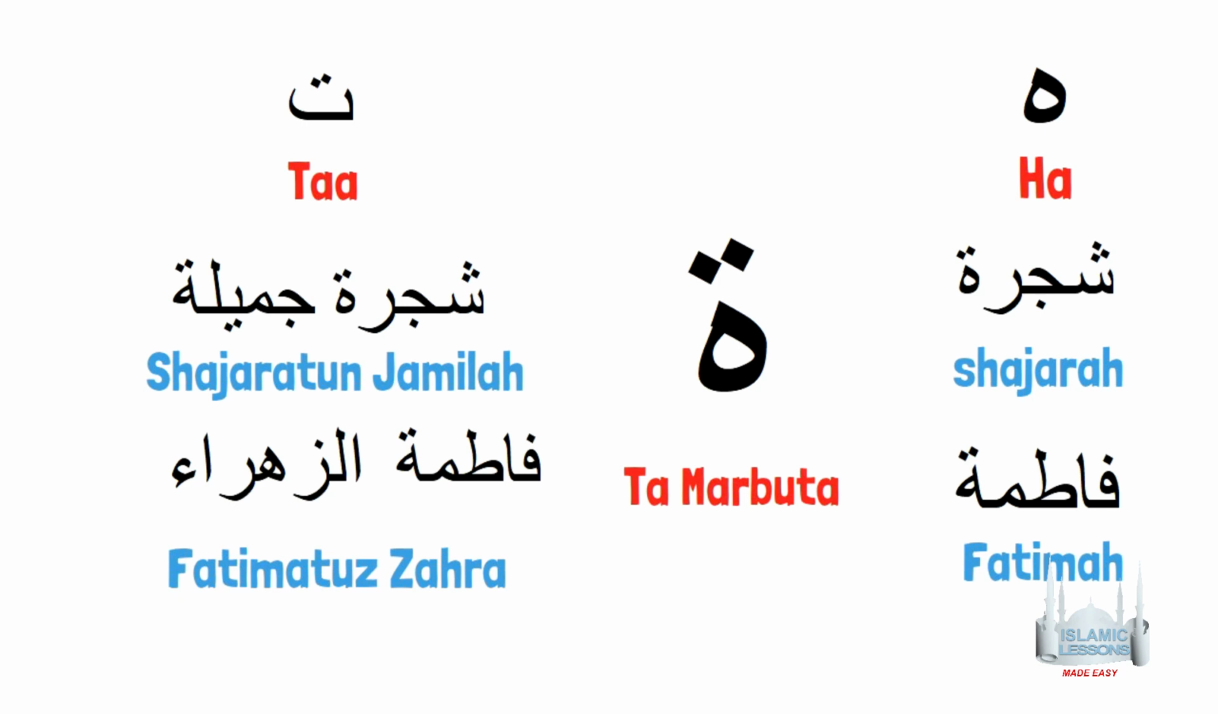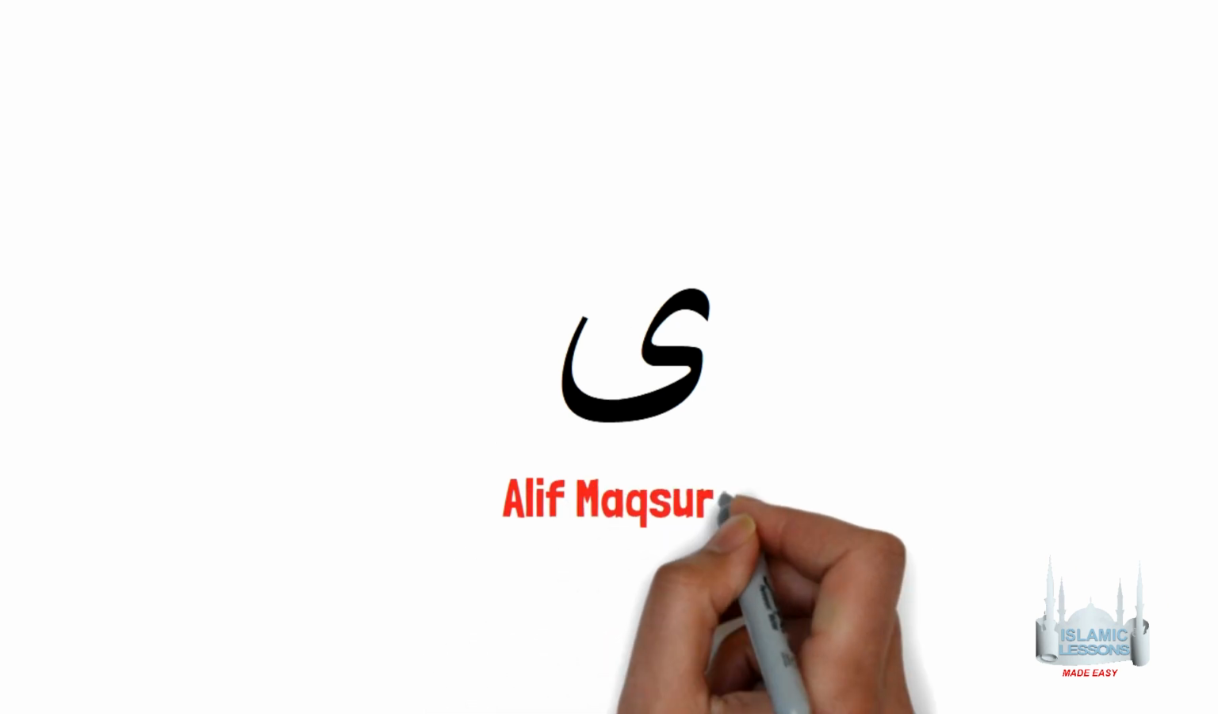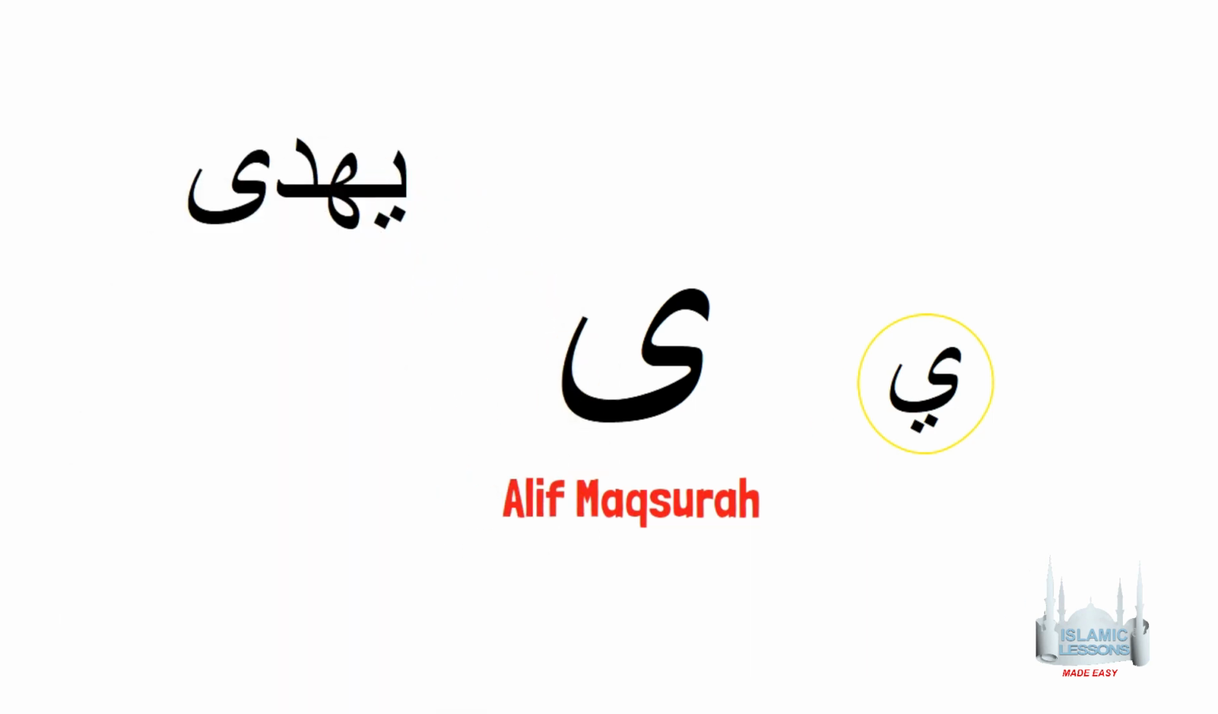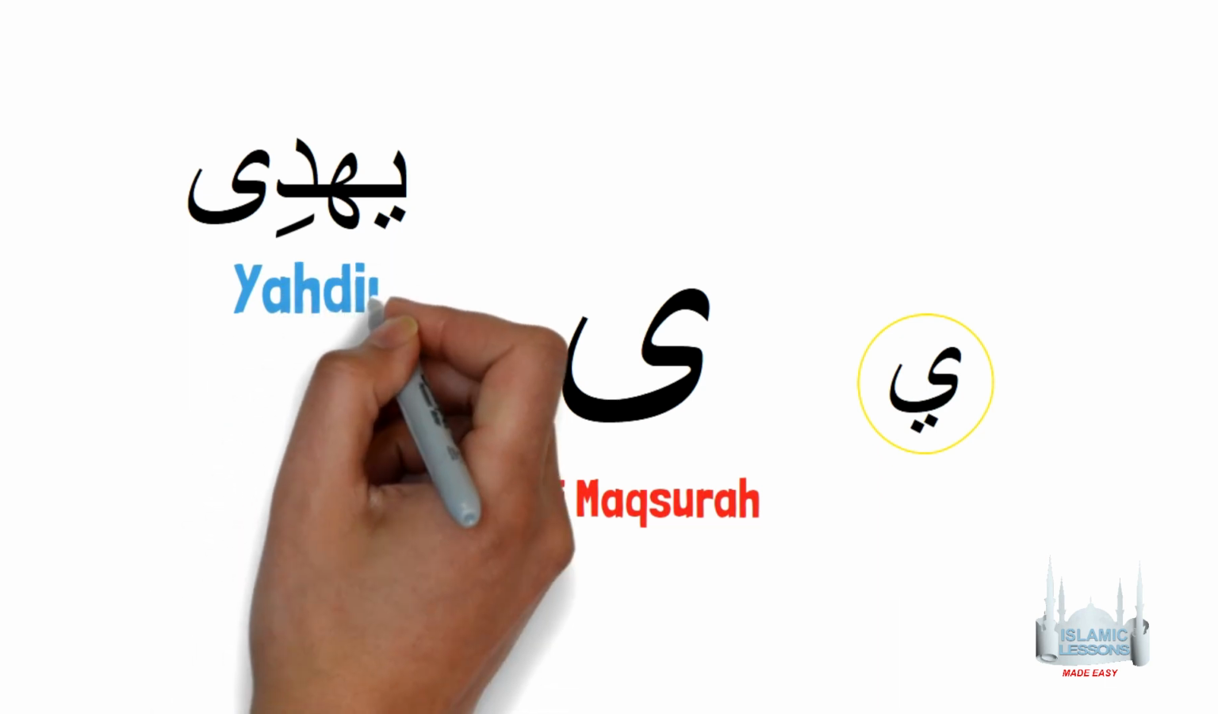We also have the Alif Maqsurah, which is the shortened alif. It looks like the letter ya, but with no dots. It also occurs at the end of a word. It also has no vowels on it. So how do you pronounce it? We have to look at the letter before it. If the letter before it has a kasra, it will be pronounced as an E sound, like in the word weed. This will read as Yahdi.